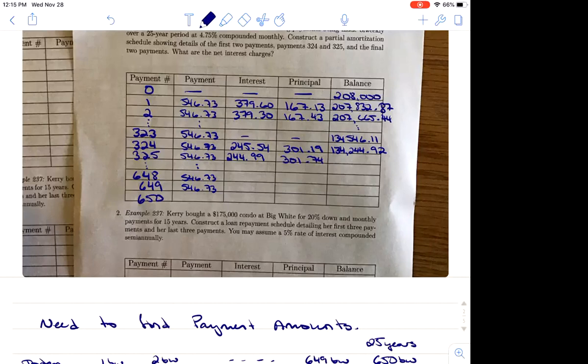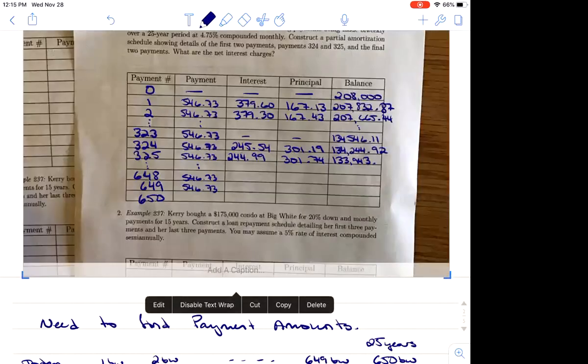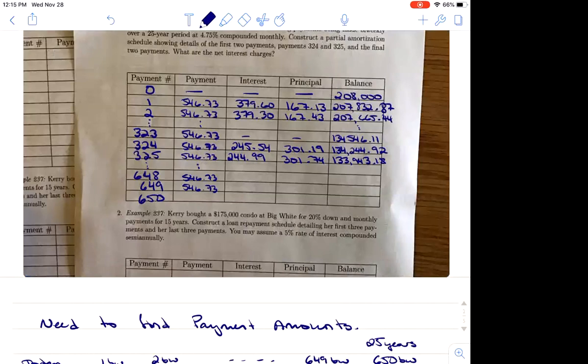And then our new balance is going to be 134,244.92 minus 301.74, which is 133,943.18.